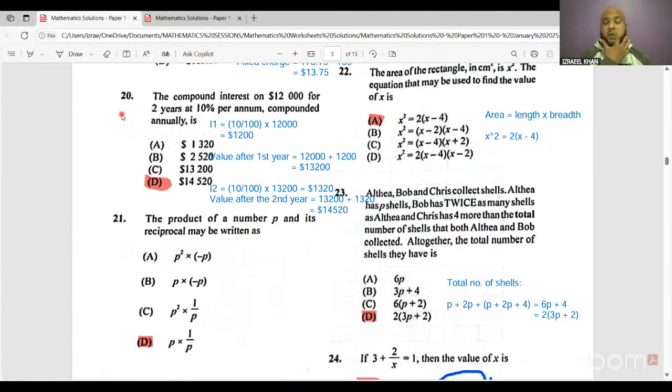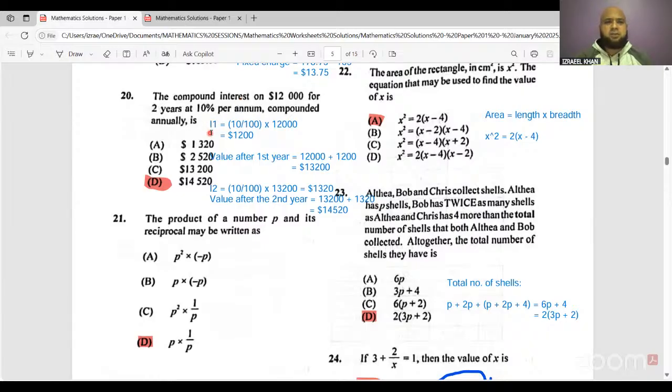20. Compound interest on 12,000 for 2 years at 10% per annum compounded annually is... Some students, when they watch this, try to apply a simple interest formula. No, it says compound interest. I'm just saying that up front. So it's not simple interest. There's no simple interest formula here.